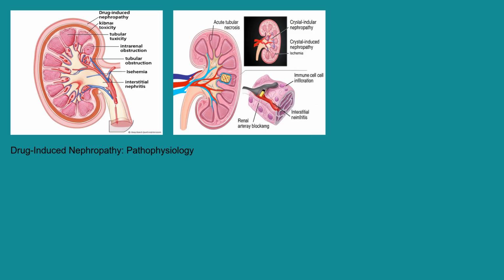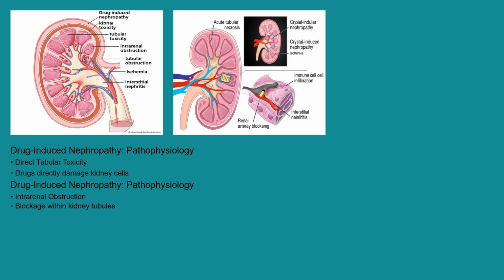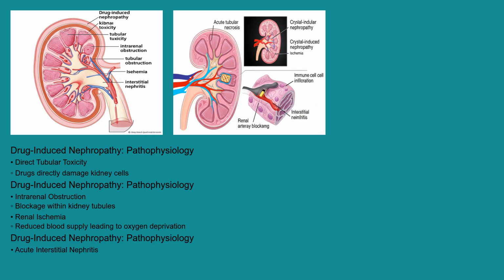Now, let's understand the pathophysiology. Drug-induced nephropathy occurs through several mechanisms. Some drugs directly damage kidney cells. Others cause inflammation or obstruction within the kidney tubules, the tiny filters within the kidney. Still others can affect the blood supply to the kidneys, leading to ischemia, which is a lack of oxygen to the kidney tissue. Certain drugs can also trigger an allergic reaction in the kidneys known as acute interstitial nephritis. The specific mechanism depends on the drug involved and the individual's susceptibility. In short, medications disrupt the delicate balance of kidney function, leading to impaired filtration and potential kidney damage.